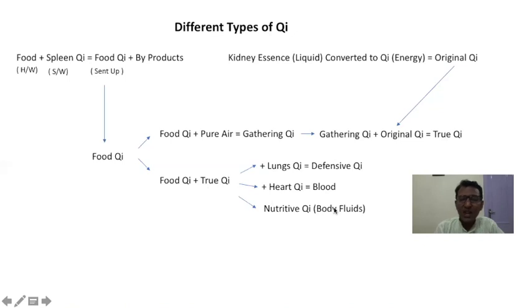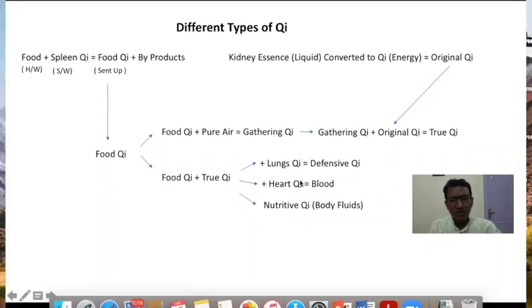Body fluids have a lot of different forms, starting from mucus, milk, and CSF. There are so many different forms of body fluids, and it takes the body fluids and is called nutritive key. So this is one of the changes which I made compared to last week, which I wanted to update.